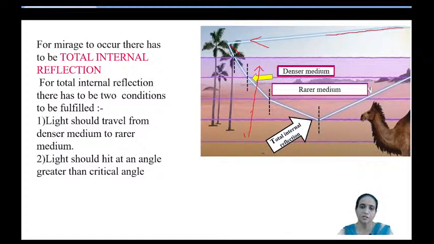Got it? Children, you have to remember over here, for a mirage to occur, first of all total internal reflection has to take place. And for total internal reflection to take place, the light should travel from denser medium to the rarer medium, and it should hit at an angle greater than the critical angle.